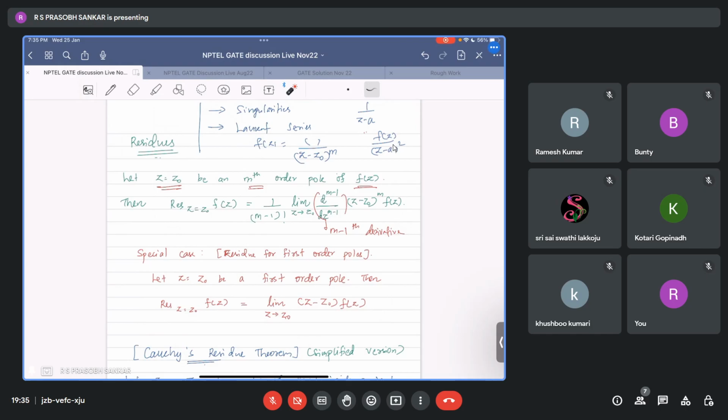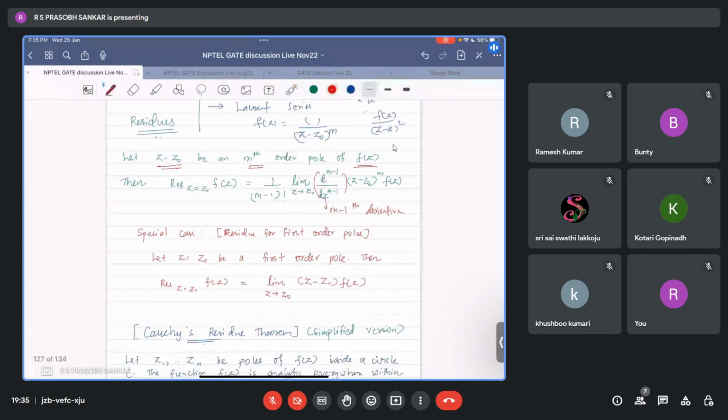Now, if you have a higher order pole, what we do is differentiate this part and put a power here. That's why you're getting it like this. So if I have m equal to 2, then I'll first take z minus z naught squared times f of z, then I'll do the differentiation, and then I'll put the 1 by m minus 1 factorial outside the limit. That's how we write the formula.